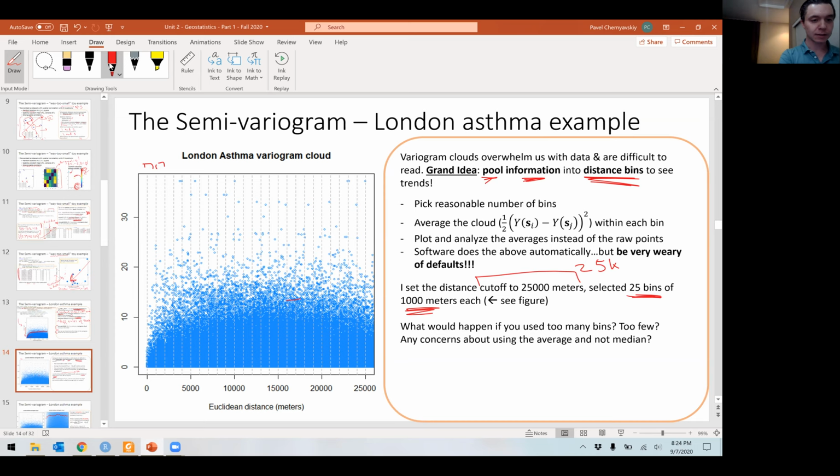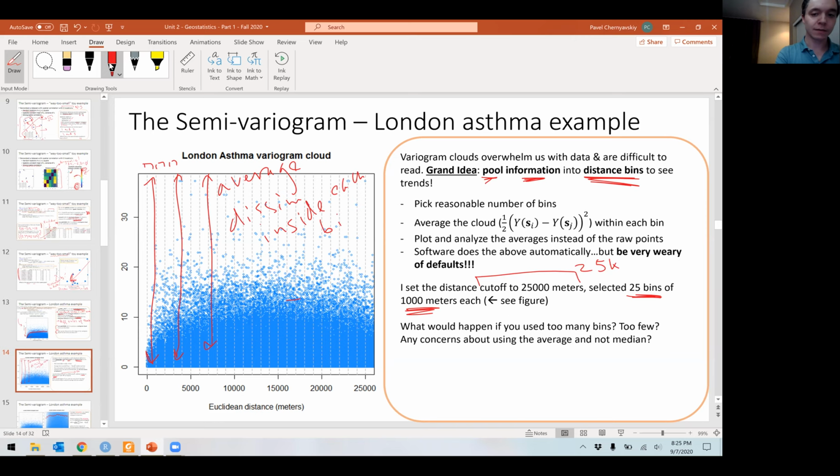So I've binned my distances. And now I will simply average my data, my dissimilarity, inside each bin. I'm going to now average dissimilarity inside each bin.